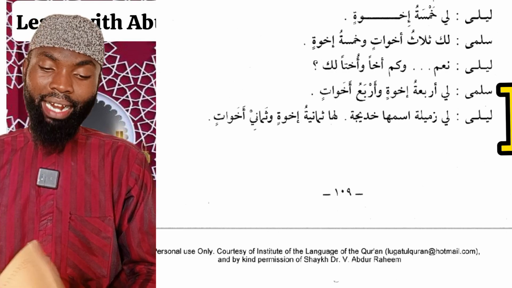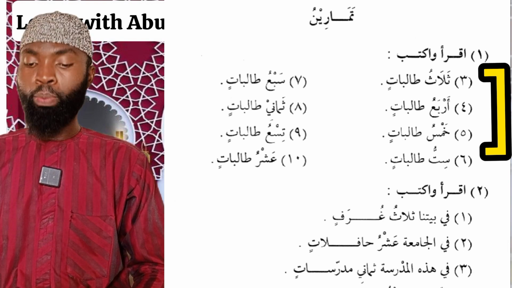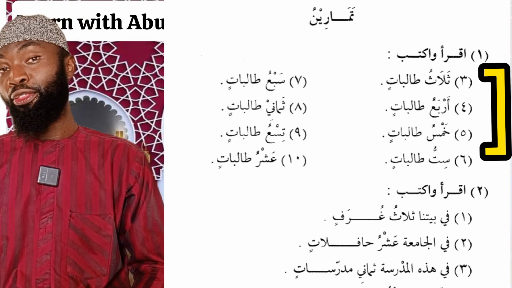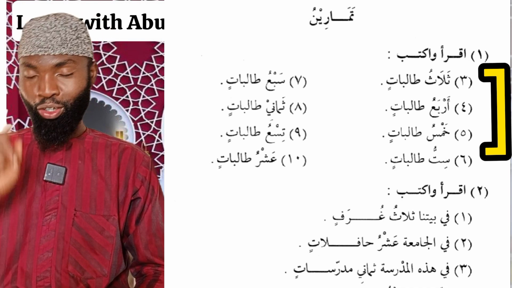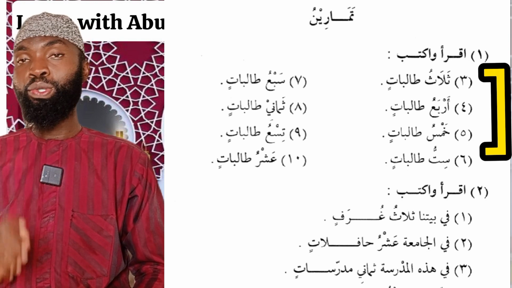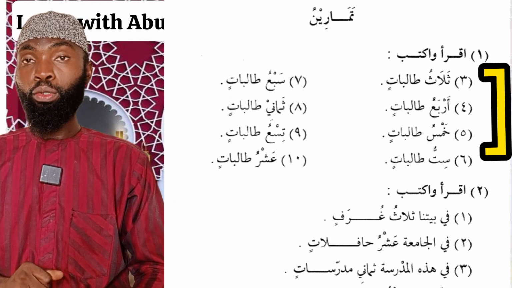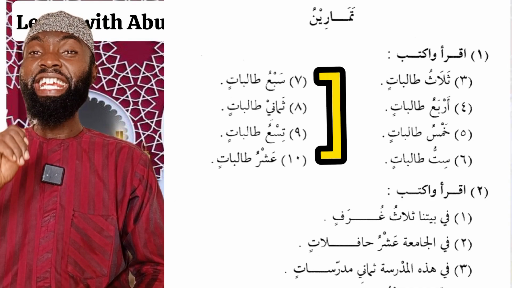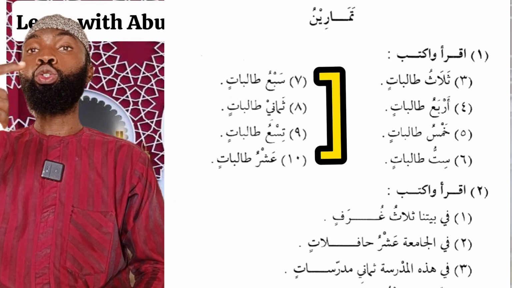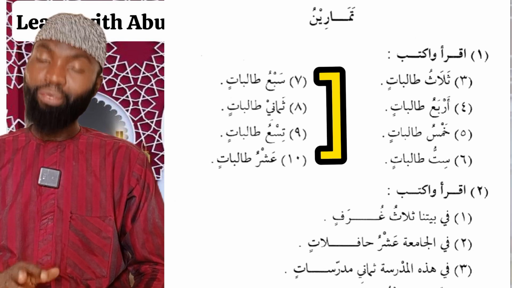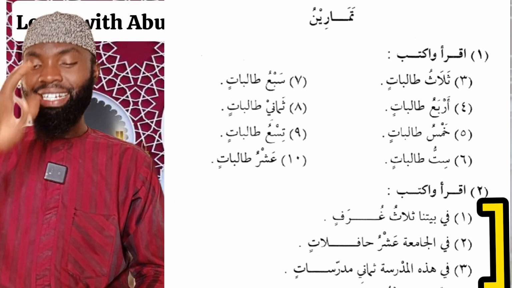Now let's go on to tamarin exercises to better our understanding. The first instruction says, Iqra, work to read and write. We have thalathu talibatin, 3 female students. Arba'u talibatin, 4 female students. Khamsu talibatin, 5 female students. Sittu talibatin, 6. Sab'u talibatin, 7. Thamani talibatin, 8 female students. Tis'u talibatin, then ashuru talibatin. MashaAllah.